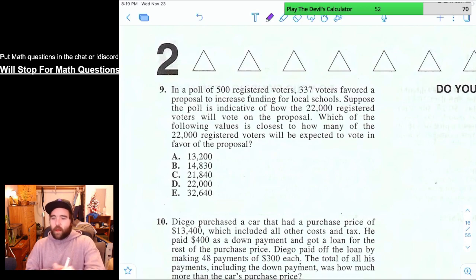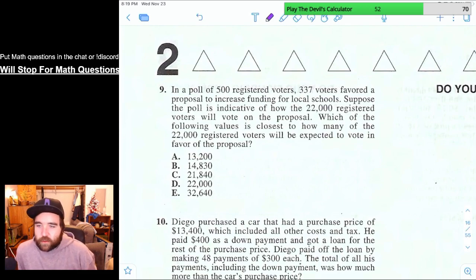All right, number 9. In a poll of 500 registered voters, 337 voters favored a proposal to increase funding for local schools. Suppose the poll is indicative of how the 22,000 registered voters will vote on the proposal. Which of the following values is closest to how many of the 22,000? So there's an SAT question like this too. You just have to multiply by the percentage. So I guess I would just do that. I would calculate the percentage.